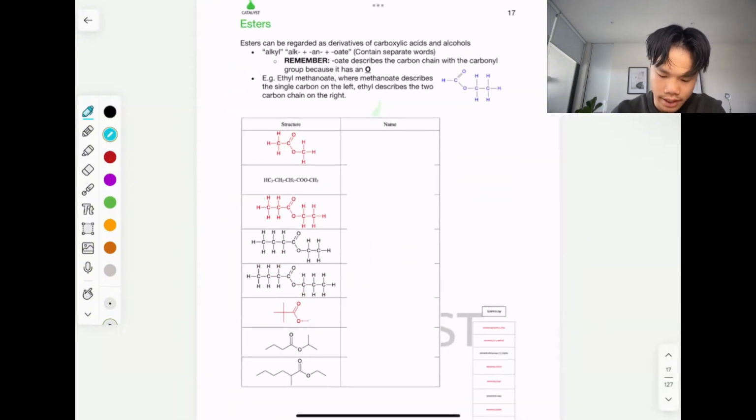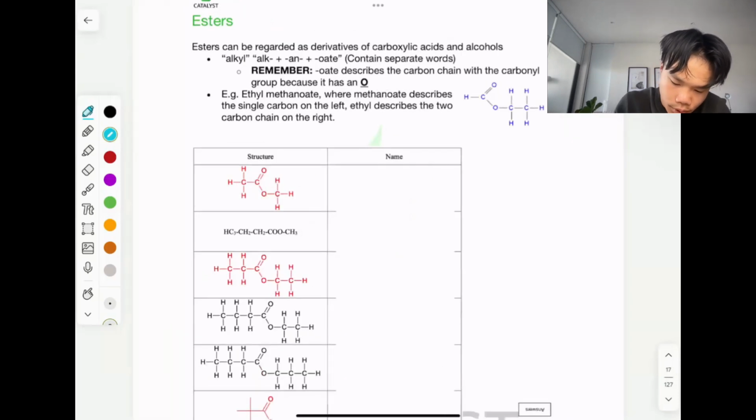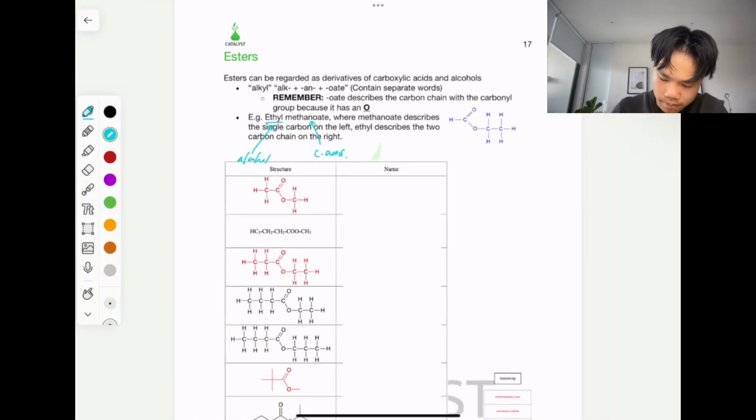Esters. You should know that the ethyl originates from the alcohol, whilst the methanoate originates from the carboxylic acid. And you name it as such.